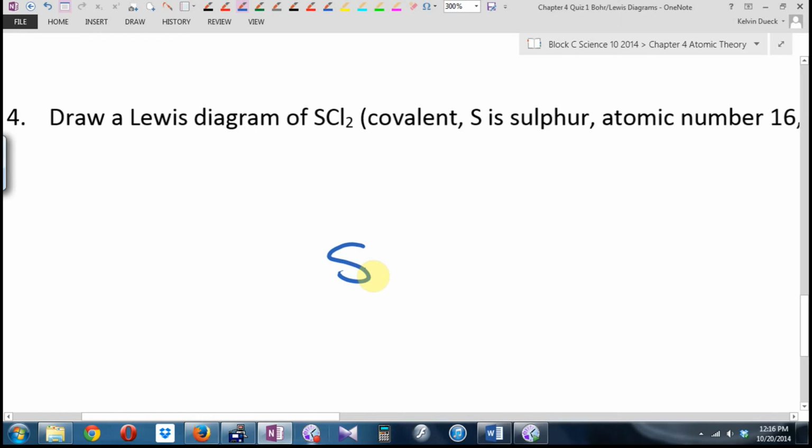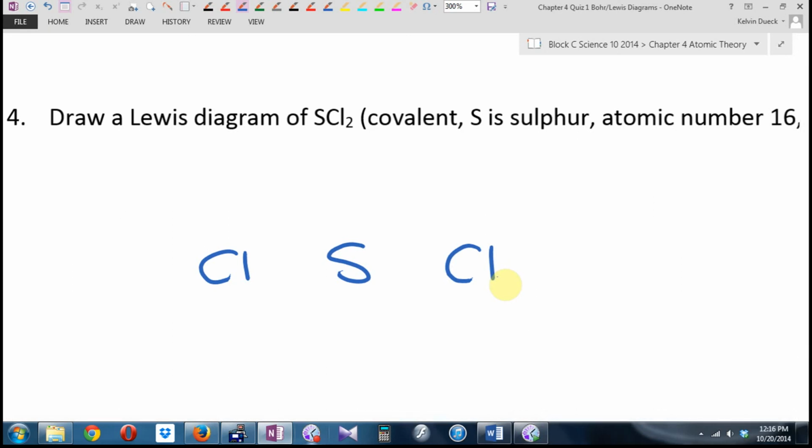How many chlorides? 2 of them? Now, how many extra electrons does chloride need to fill its shell? Look at your periodic table. How many? 1. You see how you can figure that out? So how many covalent bonds is each chloride going to have? So I'm going to go like this. 1 covalent, 1 covalent.